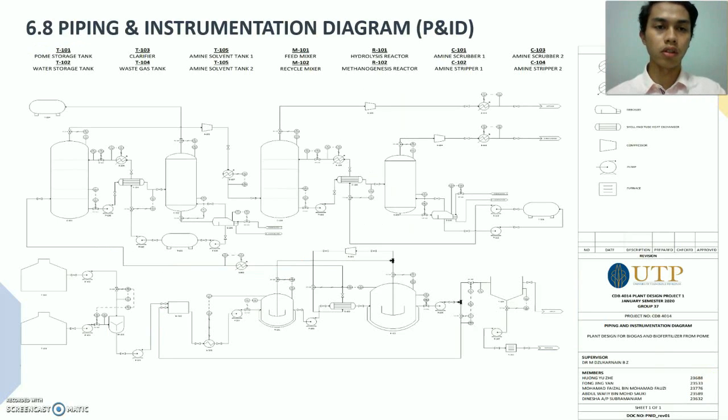With the control strategy, we come up with this overall P&ID, which is the combination of the major equipment and minor equipment. That's all from me for this part. Thank you.